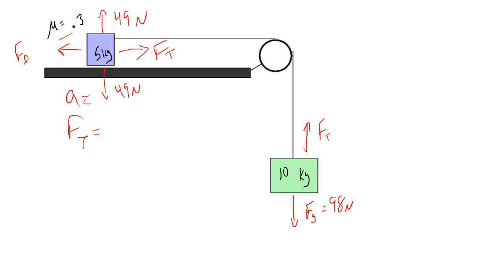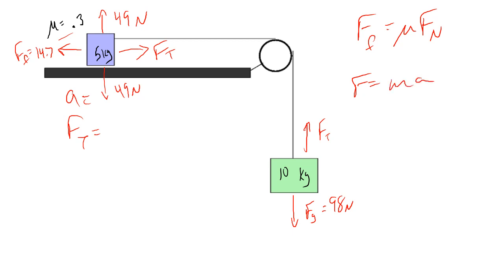So we have to figure out what the force of friction is. Force of friction, in case you still haven't remembered, is equal to mu times your force normal. Since the force normal is 49, 49 times 0.3 is equal to 14.7. So now we can figure out what the acceleration is, because remember, F is equal to ma.